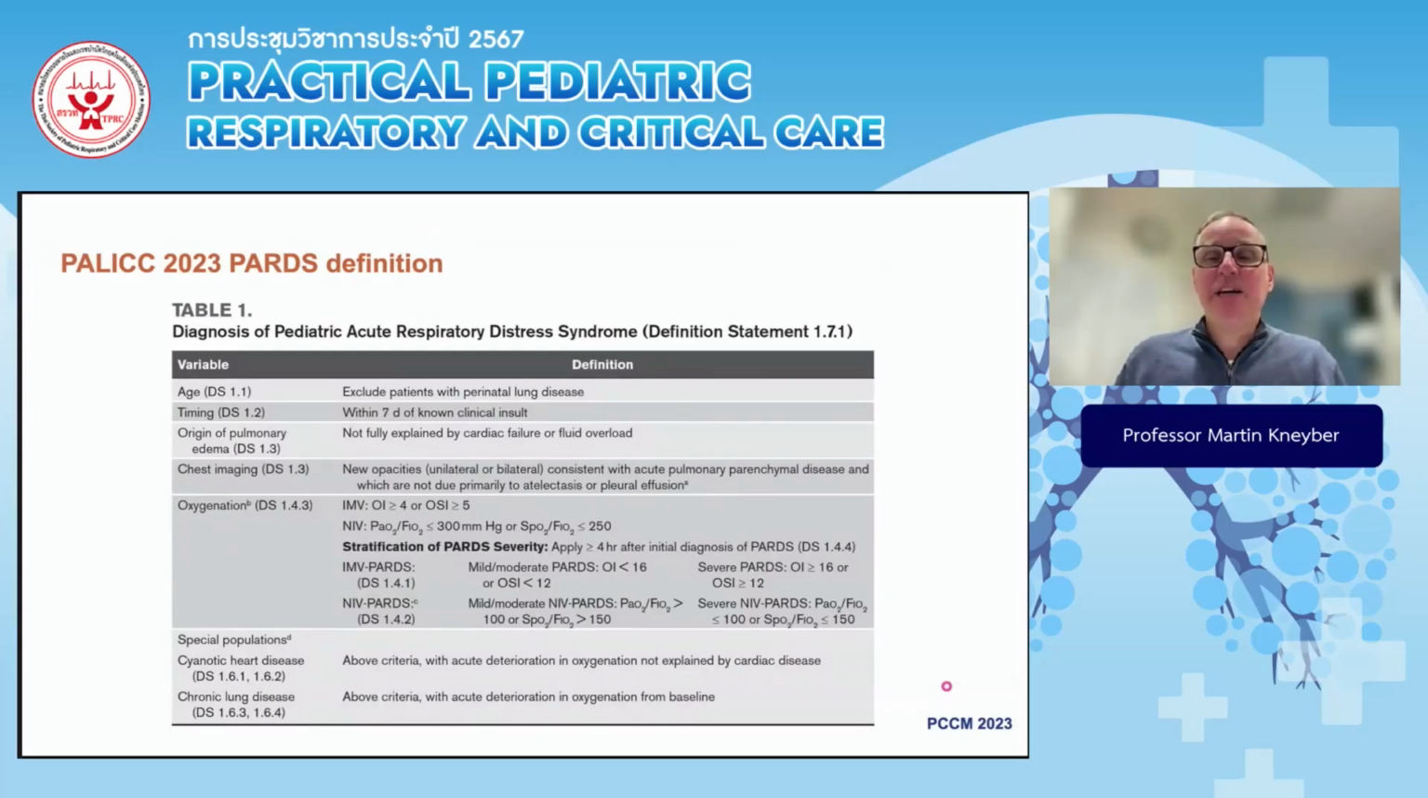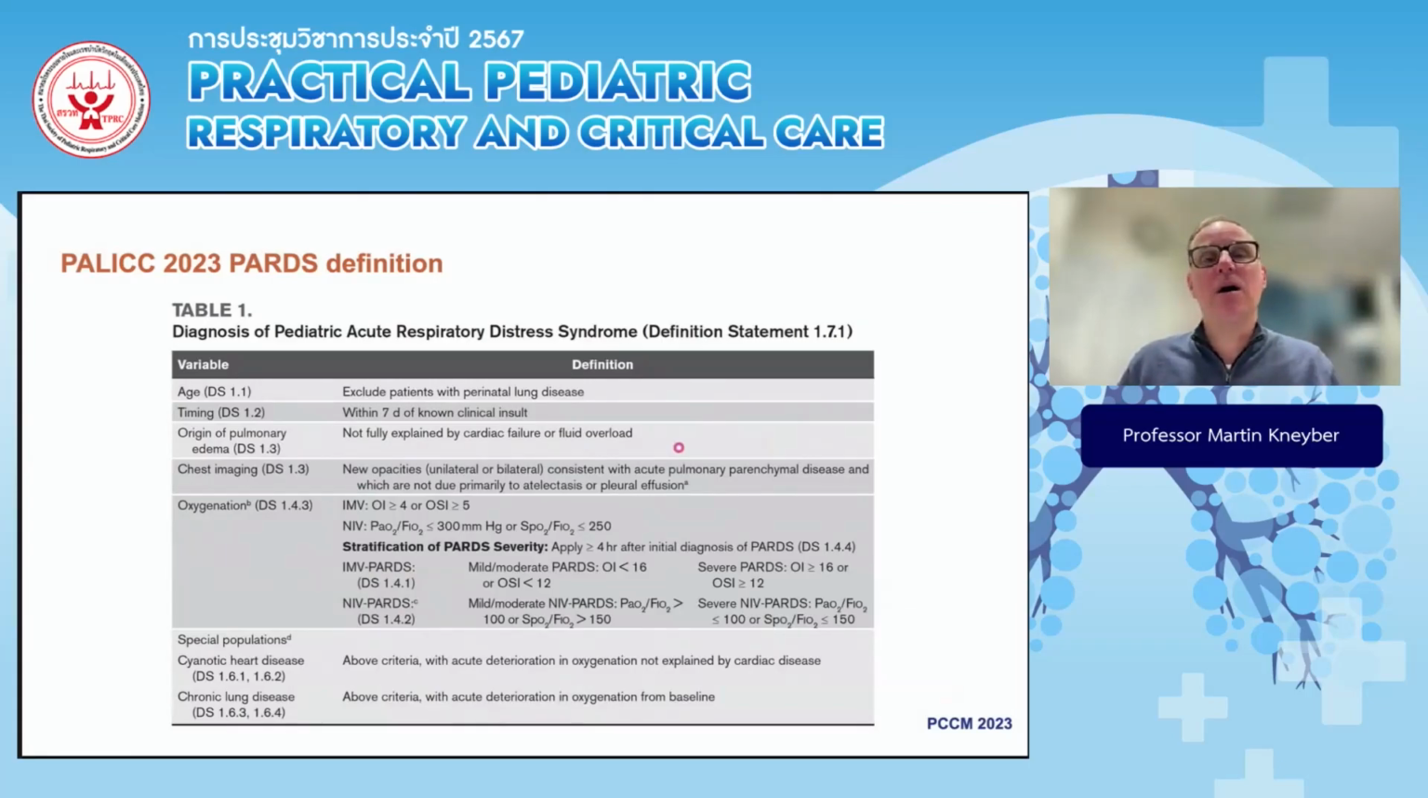For years in pediatric critical care, we heavily relied on the adult-based definition for ARDS. So we used initially the American-European Consensus Conference, then its revision, the Berlin definition. But in 2015, the first iteration, and just last year, the second iteration of the Pediatric Acute Lung Injury Consensus Conference PARDS definition came out, sharing a lot of similarities with the adult-based definition. So it's within 7 days of a known clinical insult, and the pulmonary edema cannot be explained by cardiac failure or fluid overload.